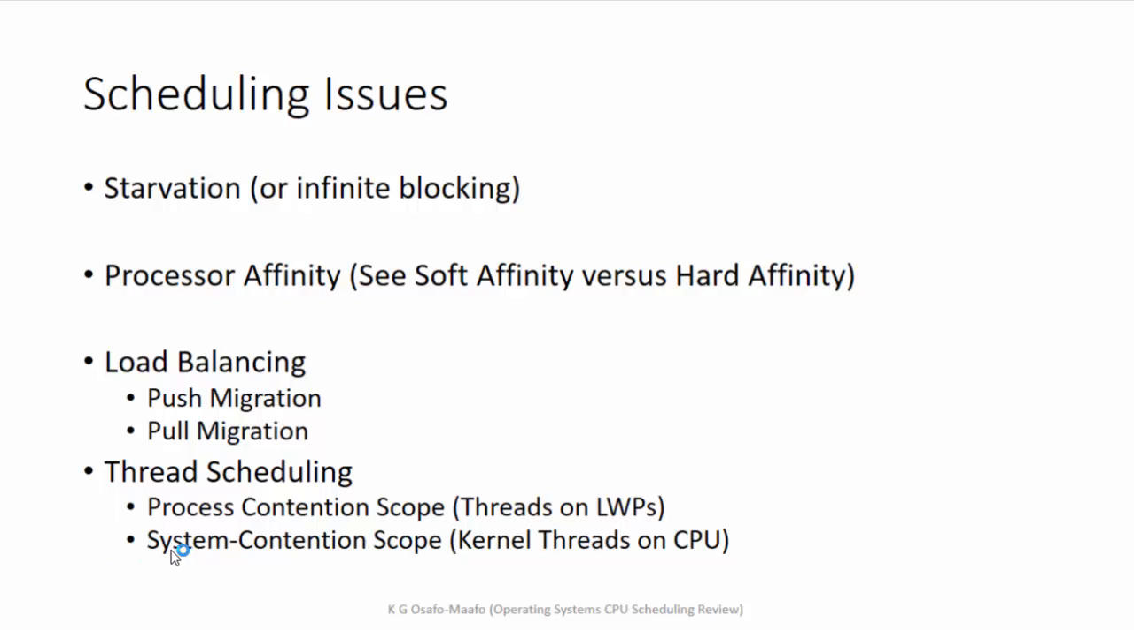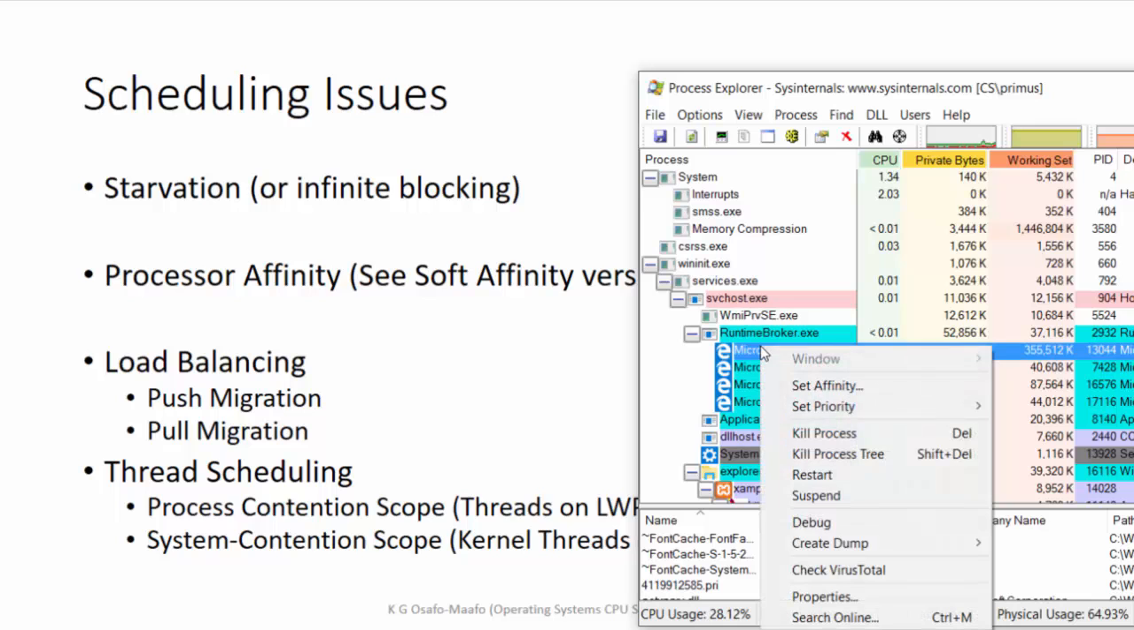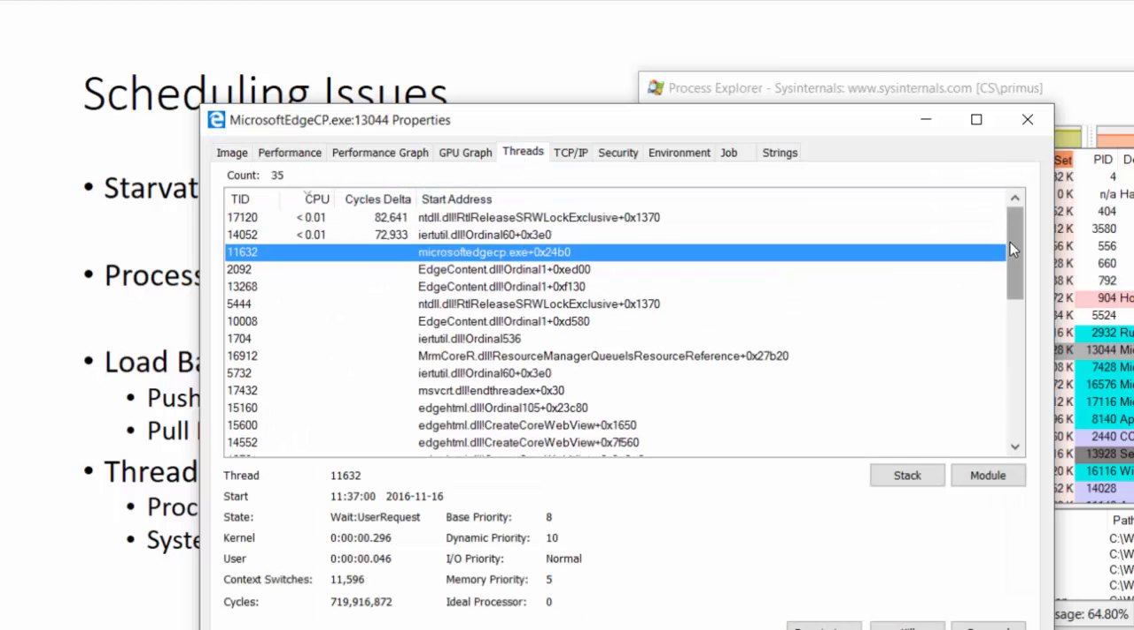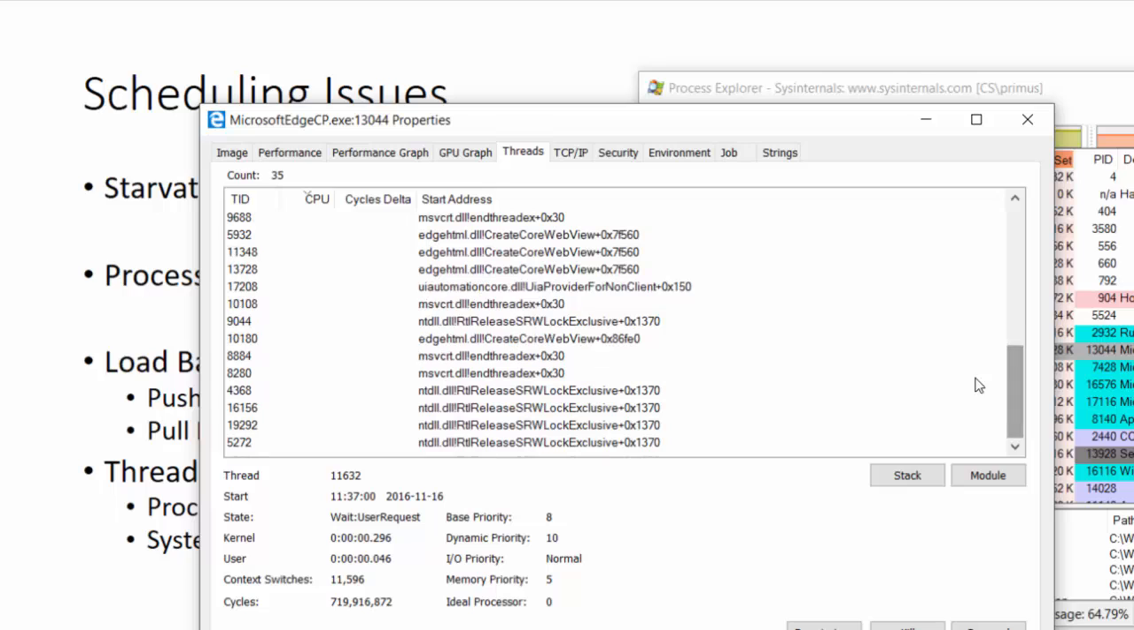Now, when it comes to threads, there's this thing called process contention scope. That means that if I have a program that is running, let me pick one of these processes and click properties. This is Microsoft Edge, and I click threads. Look at all these threads running in Microsoft Edge. When Microsoft Edge has been given a CPU, these threads will compete with each other, right? That is usually what we call the process contention scope. The scope would be within the process. Within the process, they are fighting it out, trying to decide who gets to go next, right?